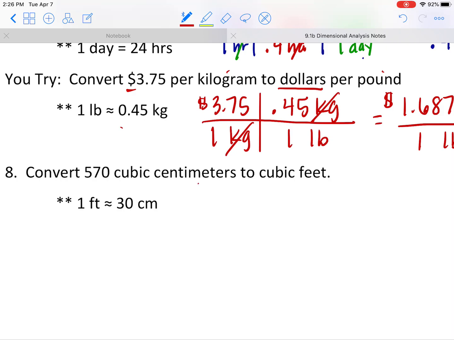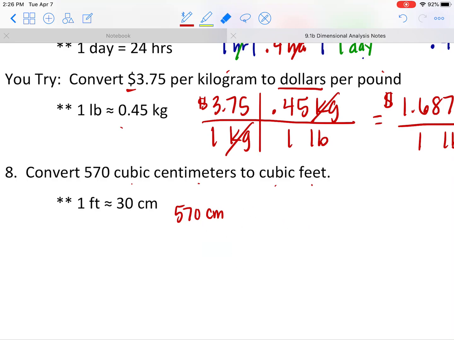The next one we're going to look at is a little odd. Again, it's going to go from a metric to a standard unit, but we're looking at converting 570 cubic centimeters to cubic feet. So centimeters to feet would be just one conversion, but because it's cubic centimeters and cubic feet, we're going to have to be really careful on this one.